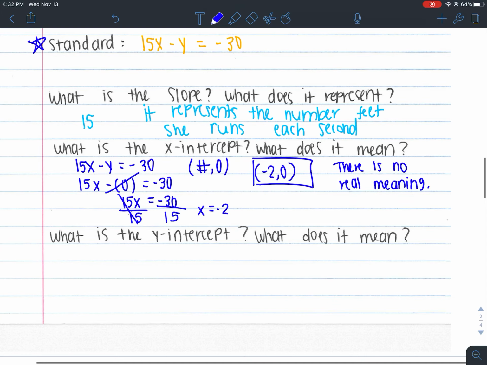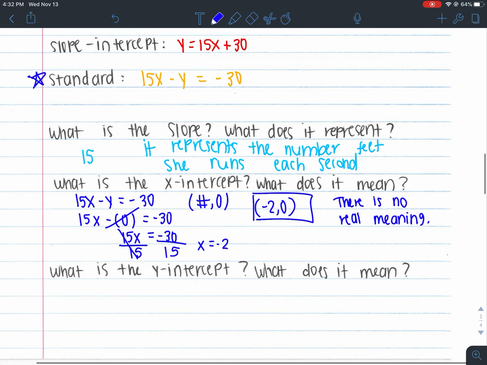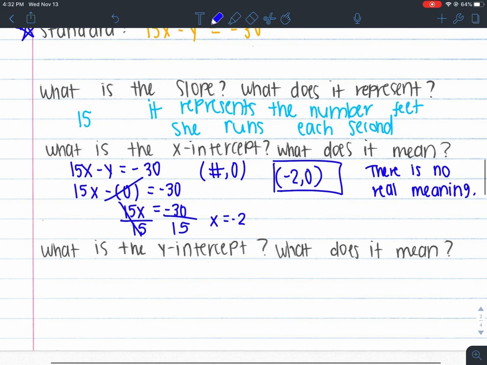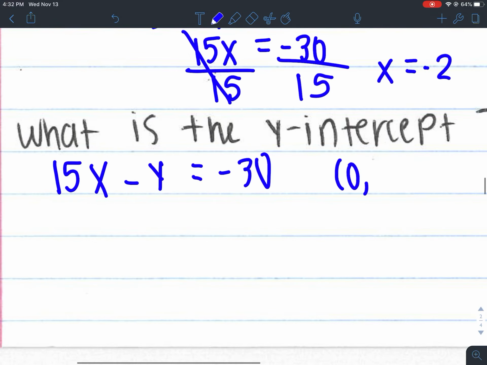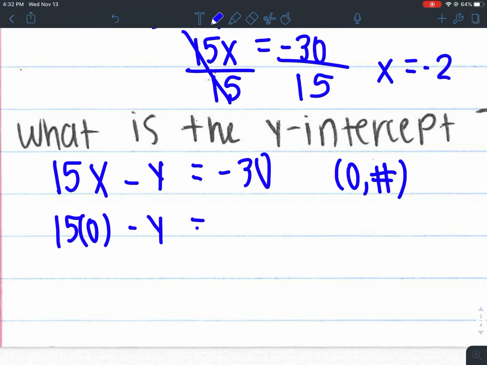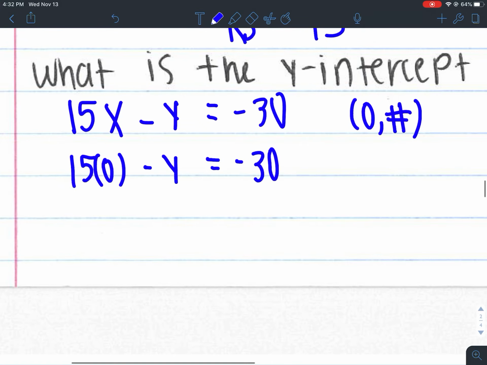What's the y-intercept? Again, you want to use standard form or maybe slope-intercept form. There are 2 ways you could do this problem, and I'll show you the first way. The first way is to find the y-intercept by using your equation again: 15x minus y equals negative 30. Well, a y-intercept looks like 0, number. I would plug in a 0 for my x value. So 15 times 0 minus y equals negative 30. Well, 15 times 0 is just 0, so that cancels. I have negative y equals negative 30.